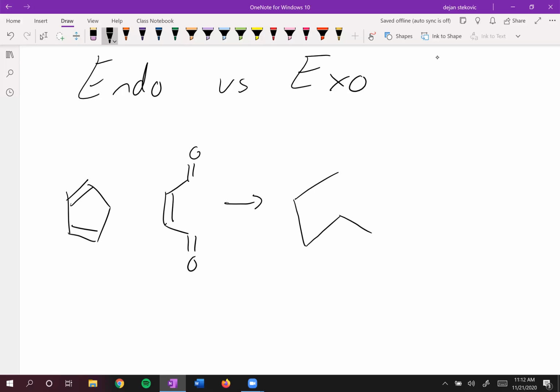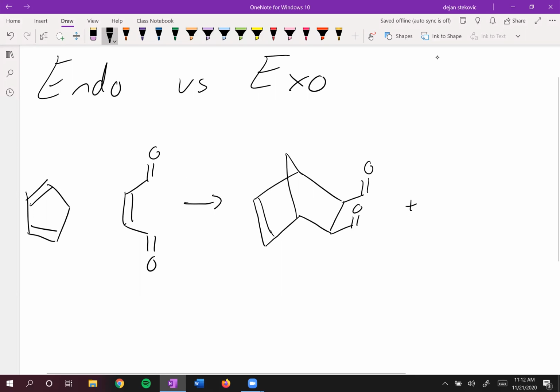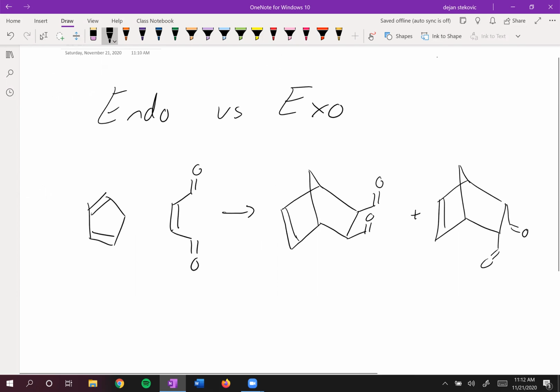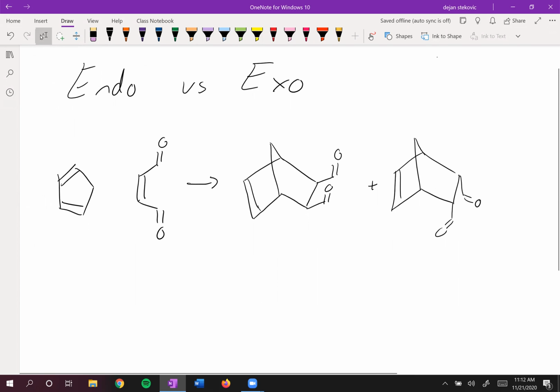So we draw our cyclohexane, put that bridgehead there, that double bond there, and then we'll put both of these carbonyls pointing up in this case, and then we can draw another product in which they're both pointing down. Right? See the difference between pointing up and pointing down.